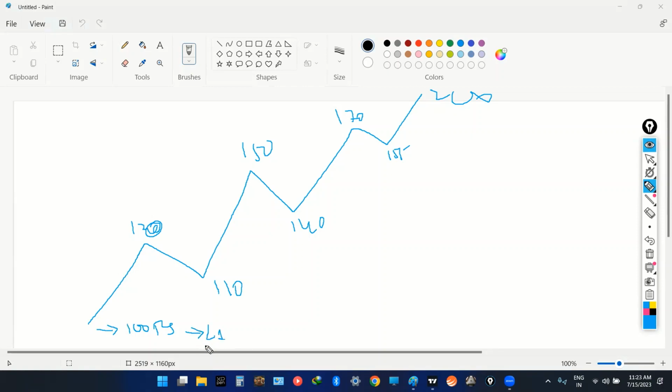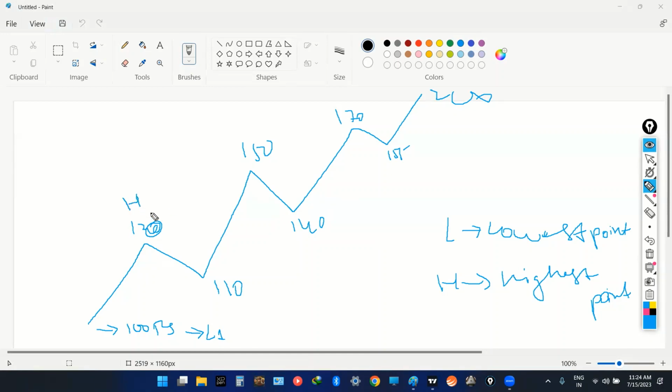So what we can see, if I try to abbreviate these positions, say this is my L1. L means the lowest point, and I will denote the highest point with H. What are these highest and lowest points? These are nothing but price. So from L1, price rose to H1. Again it came down. I want to name this as L2. It went up to H2, came down to L3, H3, L4, and likewise.